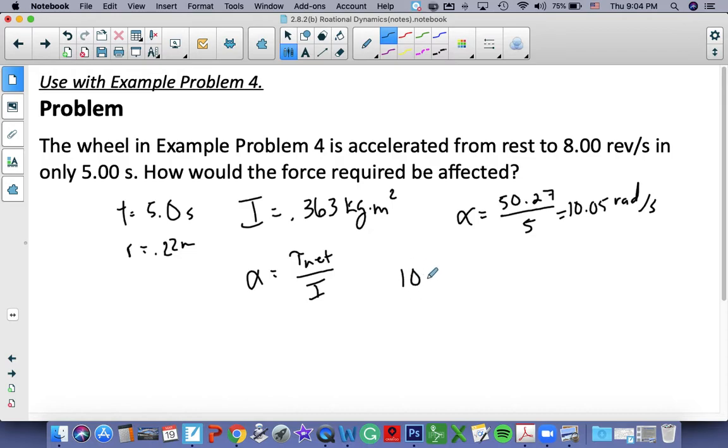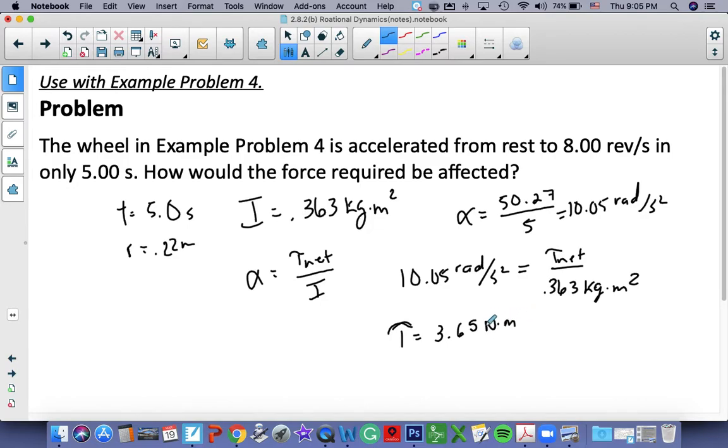So we've got 10.05 radians per second squared. I forgot my little squared down there. That's equal to net torque over moment of inertia, which is 0.363 kilogram meters squared. So again, just multiply that out, and we will get a torque of 3.65 Newton meters.